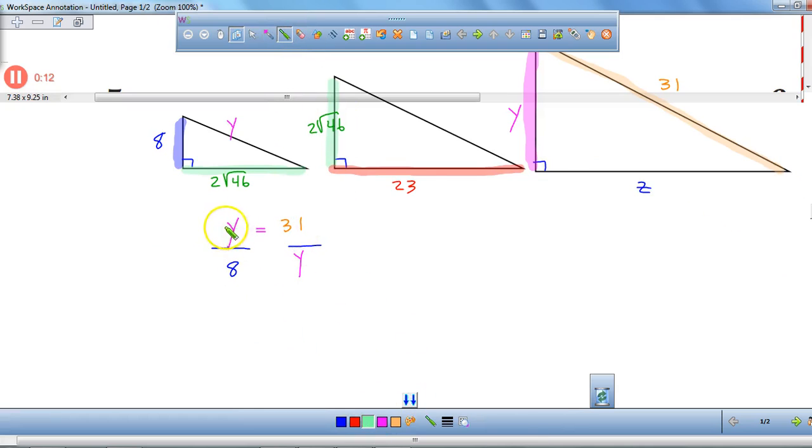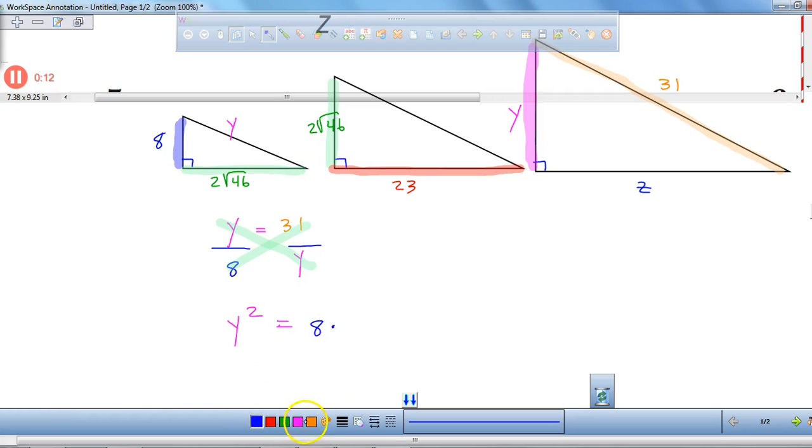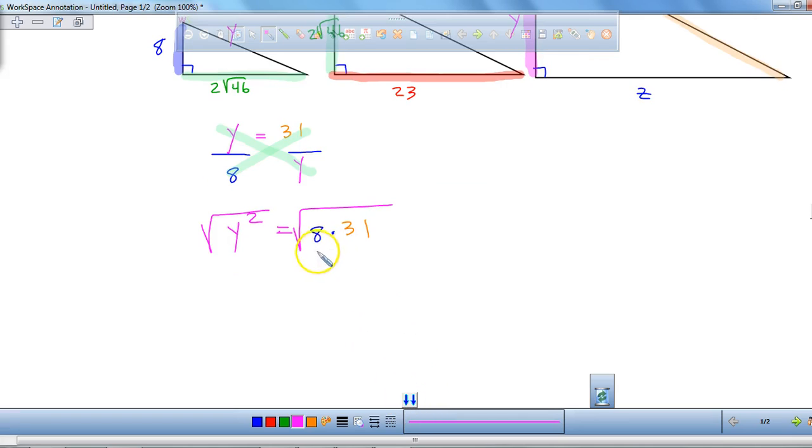And when you find your cross products, you get y squared equals the product of 8 times 31. And then once again you have to take the square root of this side, and you have to take the square root of this side. Now we're going to simplify this once again. Okay? 8 breaks down into a 4 and a 2. The 4 breaks down to a 2 and a 2.